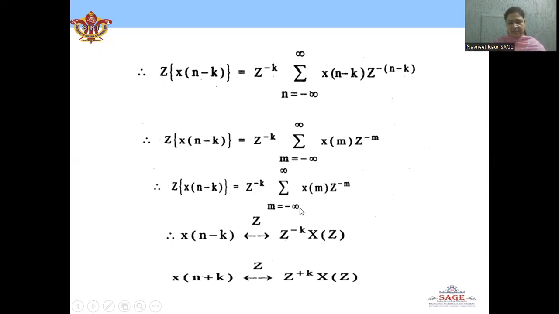So this proves the property that the z transform of x n minus k is z raised to power minus k X(z). Now similarly, if I advance the signal by k units, which is x n plus k, it will be z raised to power k X(z).